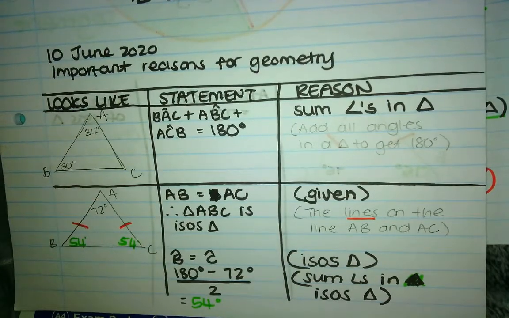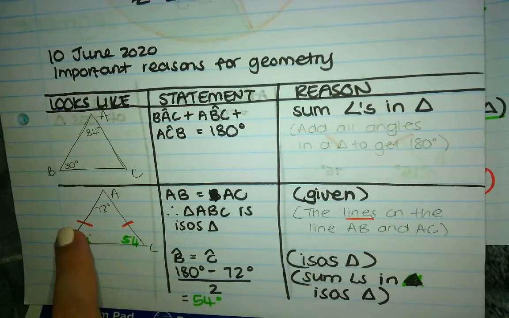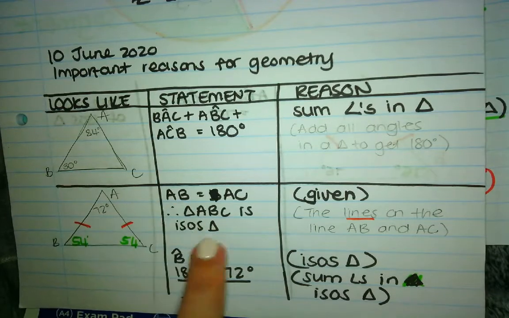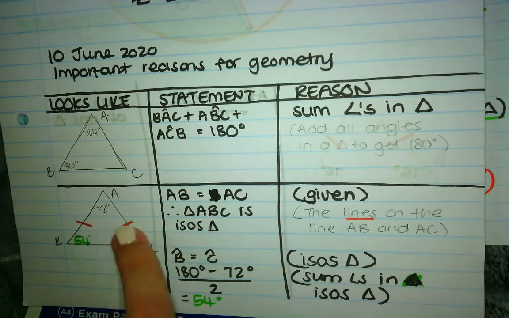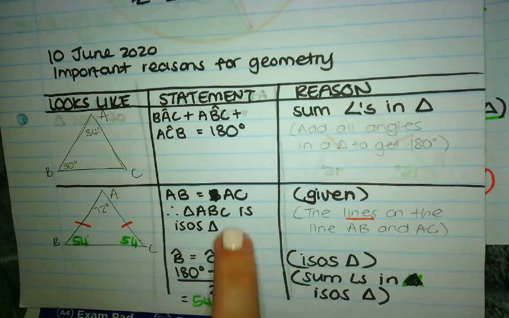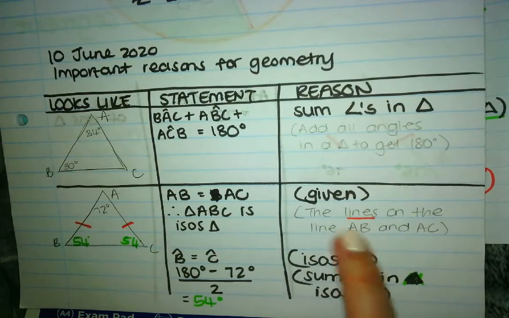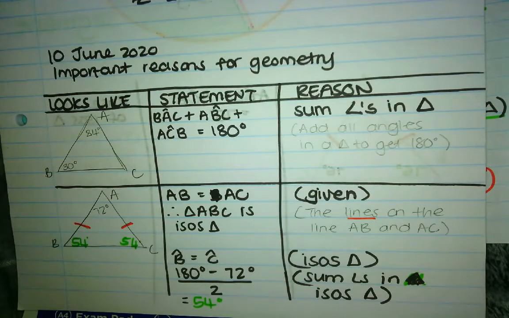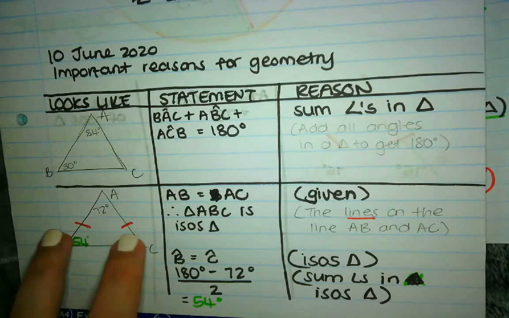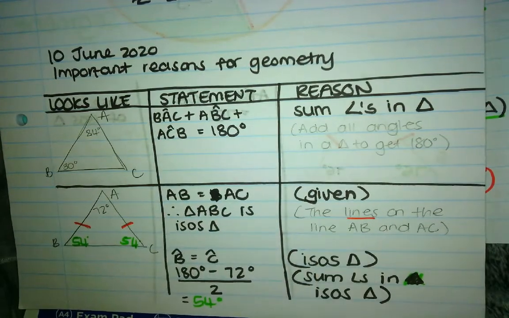Here they give you the lines, so that means you have to write down what is given to you. The lines, the red part, on the lines AB and AC. Those are the things that they gave you. So then you're going to write AB equals AC, given.